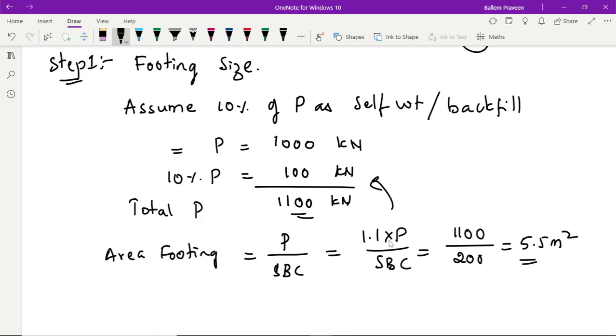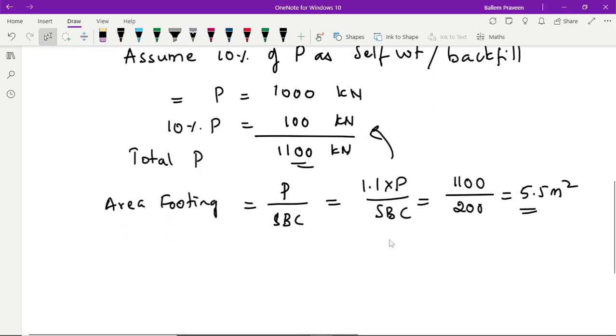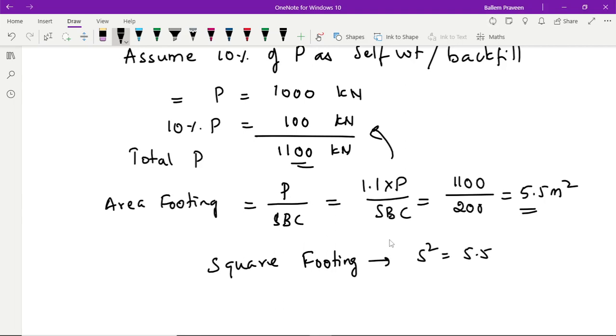So it will be around 5.5 meter square. Here remember it is a rectangular footing. If it is a square footing, we simply take the root of this. ఇందులో నుంచి రూట్ తీస్తే స్క్వేర్ సైజ్ వచ్చేస్తుంది. We know that if it is a square footing, S square will be 5.5, right? Or if it is a rectangular footing, L into B will be 5.5. So this is the only difference.